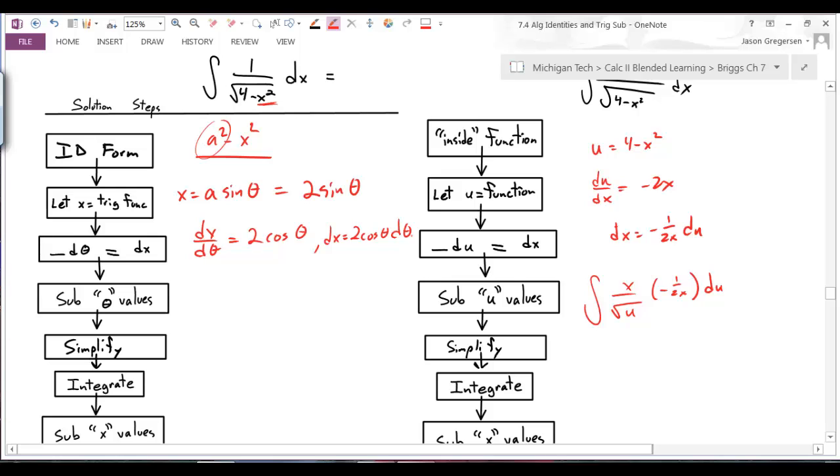And then just like before, I'm going to plug all this stuff into my integral. And here I'm not expecting any cancellation, so I'm really just going to replace everything. All the x I'm going to replace with my trig function, and I'm going to replace the dx piece. So my integral turns into the integral of 1 over the square root of 4 minus x squared. Well, 2 sine theta squared is 4 sine squared theta.